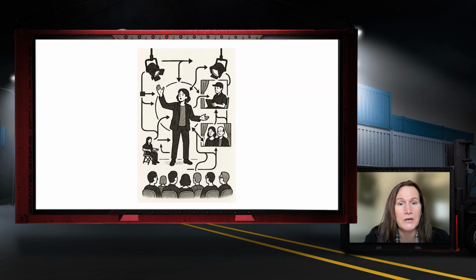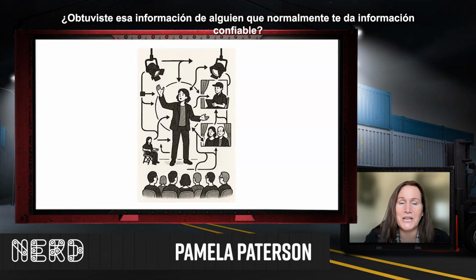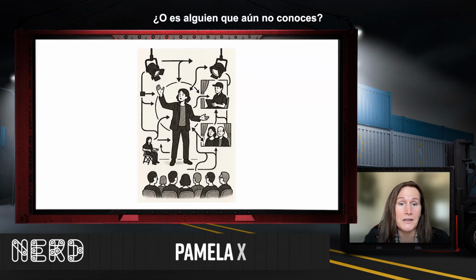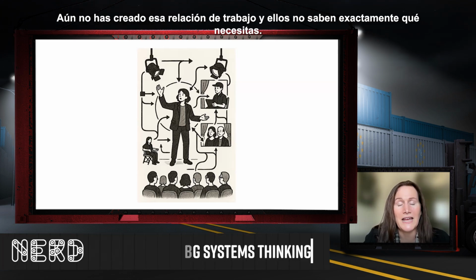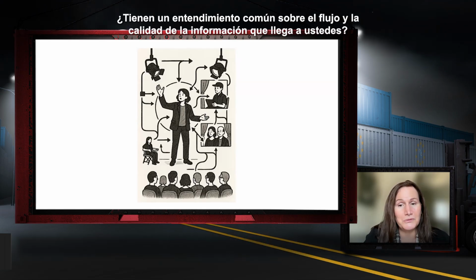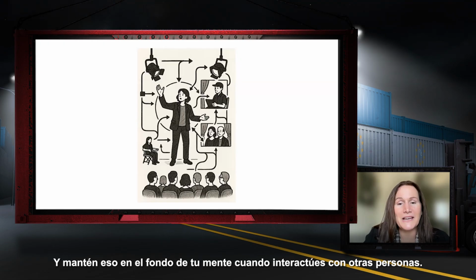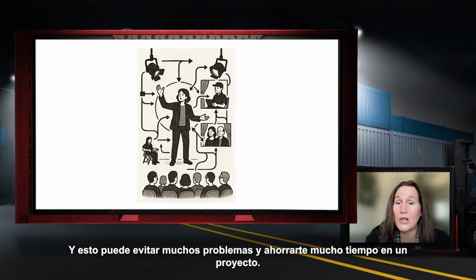In the workplace, it's not just about the information or tasks that you have to do at that moment, but where did it come from? A reliable source? Did you get that information from somebody who typically gives you reliable information? Or is it somebody you don't know yet, you haven't created that working relationship yet, and they don't quite know what you need? Do you have a common understanding about the flow and quality of information coming to you? So there are plenty of factors that impact the system and in your job. And keep that in the back of your mind when you interact with other people. And this can avoid a lot of problems and save you a lot of time on a project.